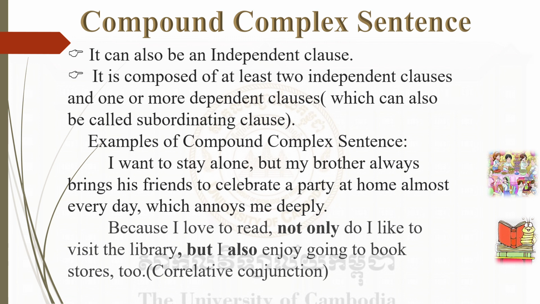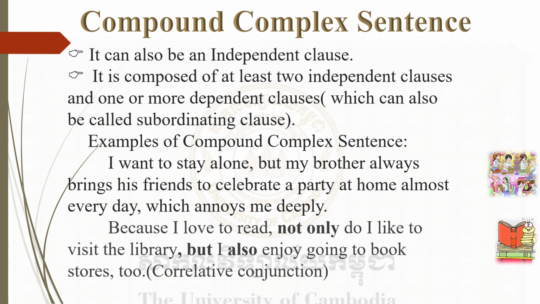I want to stay alone, but my brother always brings his friends to celebrate a party at home almost every day, which annoys me deeply. So you can see this sentence. I want to stay alone is an independent clause, but my brother always brings his friends to celebrate a party at home almost every day is an independent clause, which annoys me deeply is a dependent clause. So when two independent clauses are used with one or more dependent clauses, it is called a compound complex sentence.